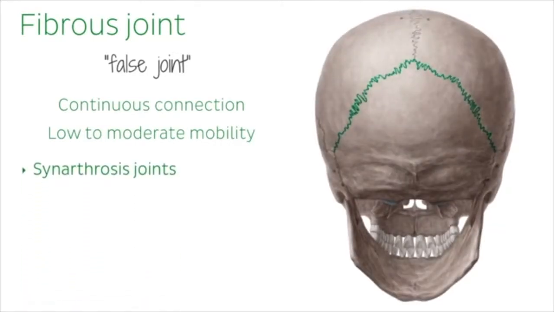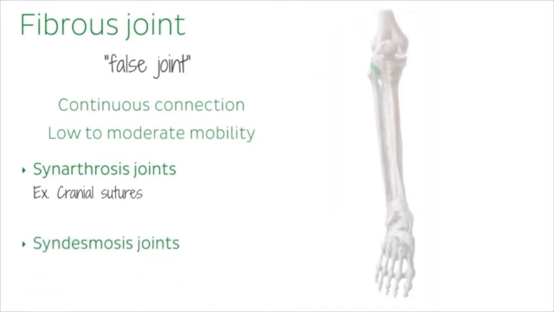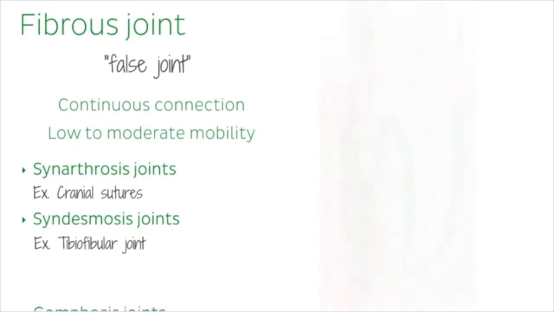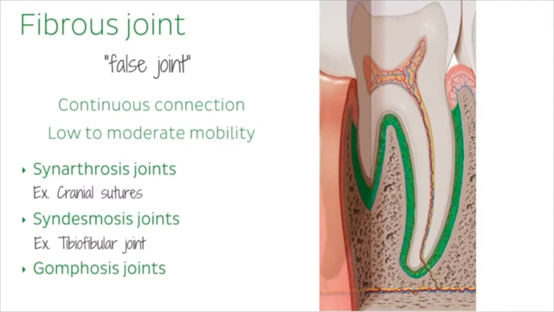First, we have the synarthrosis joint, which can be found between the flat bones of the skull. And the synarthrosis joint is represented in this image by the cranial sutures. The cranial sutures act as the continuous fibrous connections occupying the joint space, and the synarthrosis joint is a fairly immovable joint. Next, we have the syndesmosis joint, which is formed by the interosseous ligaments holding the 2 bones in place, and an example of this is the tibiofibular joint. And finally, we have the gomphosis joint, which can be found in the mouth, where the roots of the teeth articulate with the dental alveoli, and this is called a dental alveolar joint.